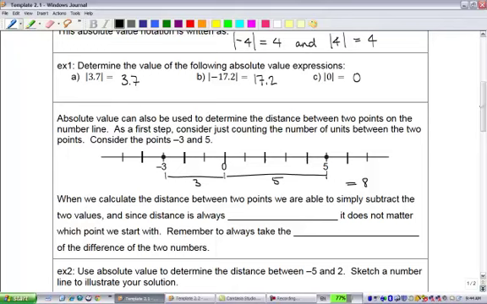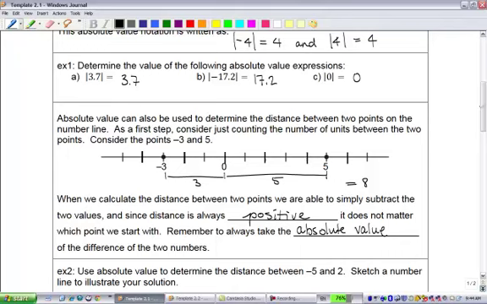But how can we formalize this? When we calculate the distance between 2 points, we're able to simply subtract the two values. And since the distance is always positive, it does not matter which point we start with. Remember to always take the absolute value. So absolute value just allows us to not worry about which point we start with first.